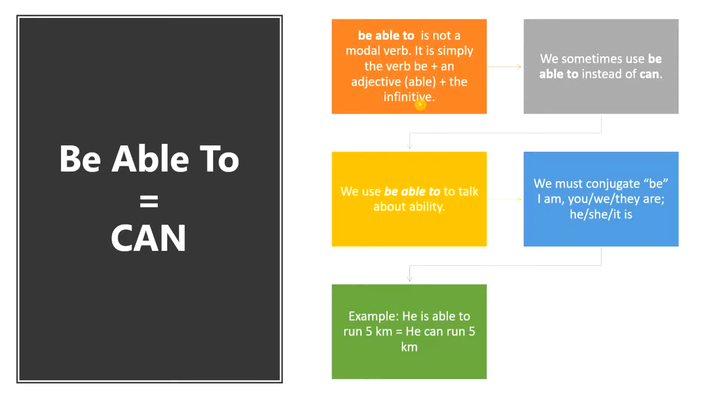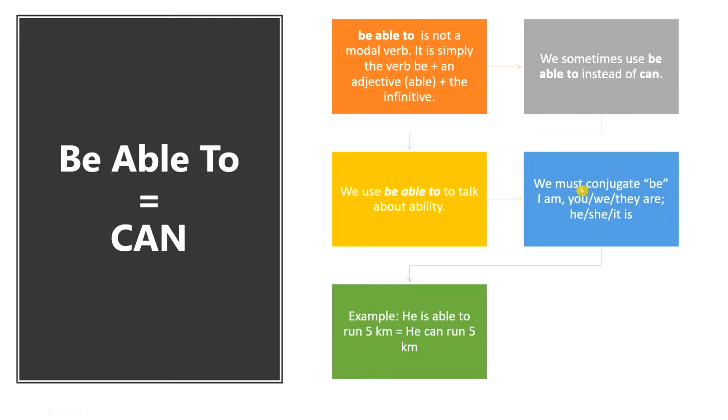So it means we don't have to. We sometimes use be able to instead of can. So sometimes it's preferable to use be able to do something instead of can. So we use able to talk about ability. So the same thing, you can say I can play football or I am able to play football. There is a very slight difference between them.